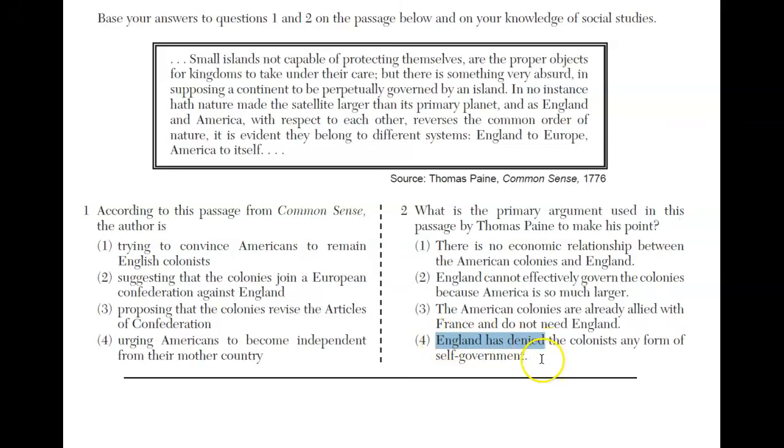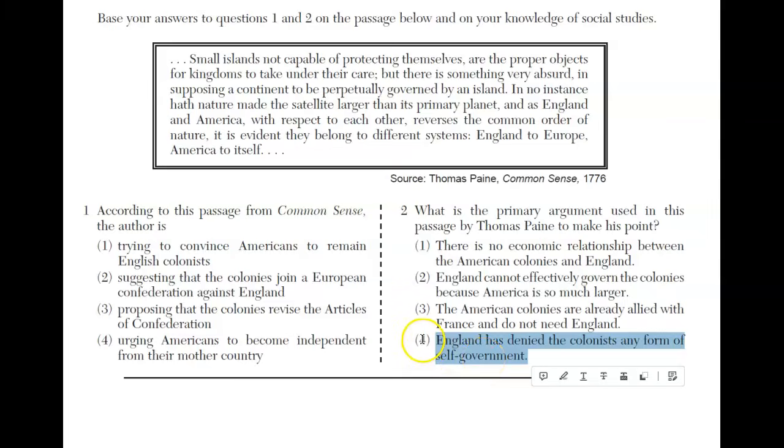Number 4, England has denied the colonists any form of self-government. Does he actually say that in here? Now, this is one you might jump to, because he talks about the little island ruling the great island. But does he say that England has given the colonies no amount of decision-making for themselves? He doesn't really. This is the tricky one. This is the one they throw in that sounds kind of right, but if you think about it, it's not quite on point. He never says that England gives America no ability to decide things for themselves here. He just says they're the ultimate ruler. They're the last word. So that one, in fact, doesn't fit.